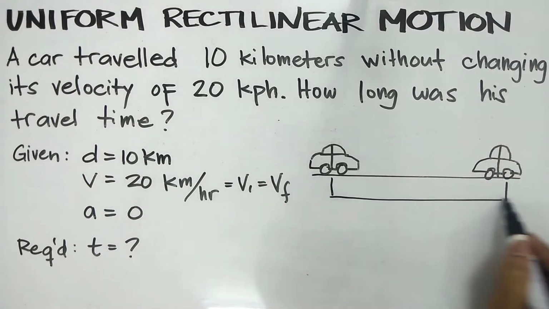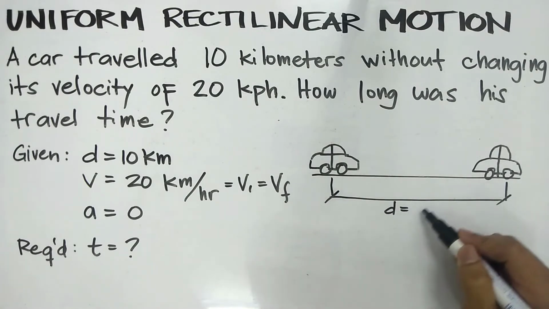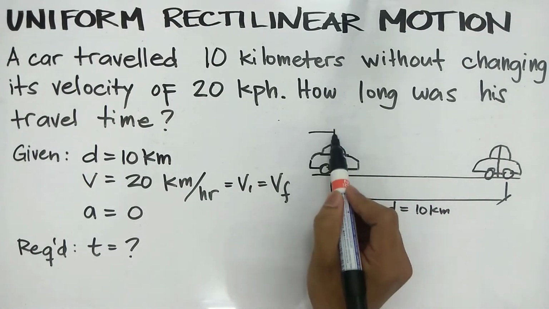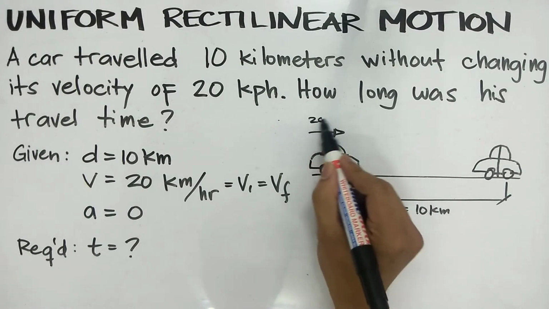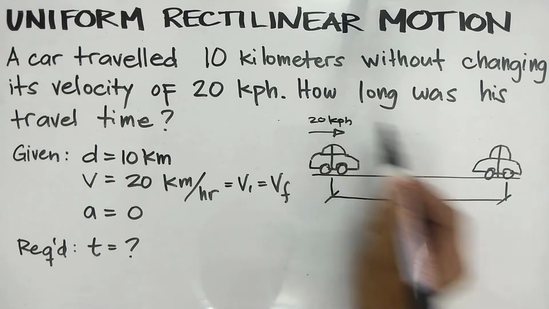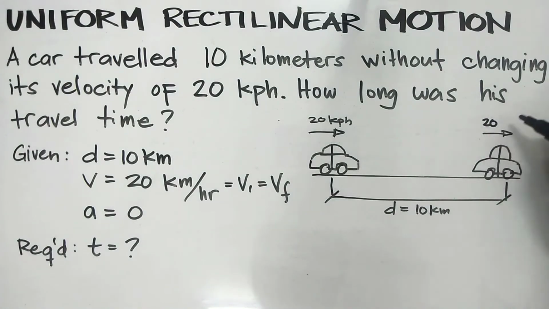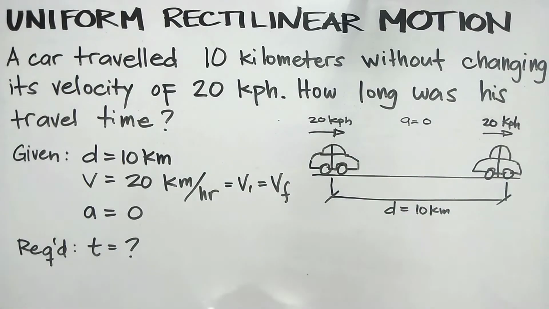So this is the total distance that he traveled. Let's say this is D, that is equal to 10 kilometers. And its initial velocity is equal to 20 kph. And that is still his final velocity, 20 kph. The acceleration is equal to 0.